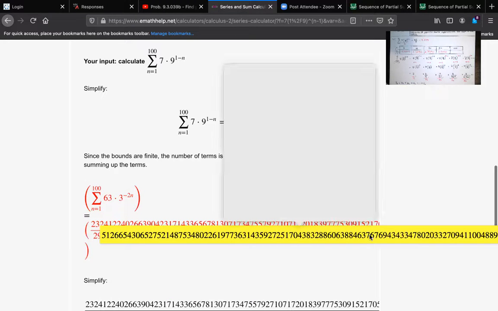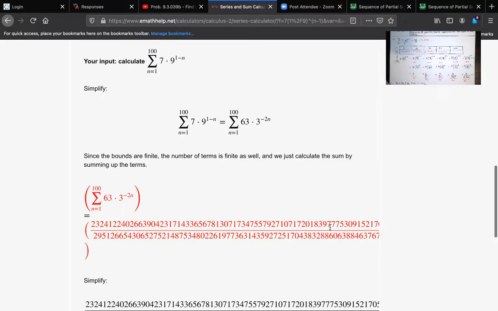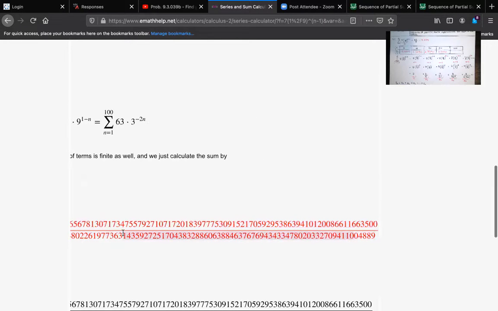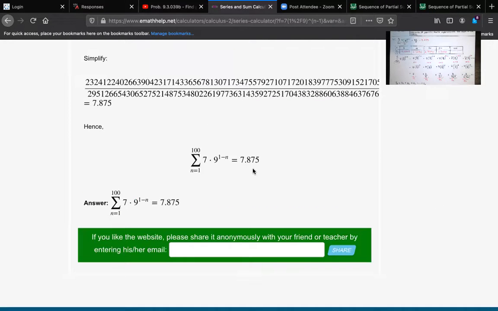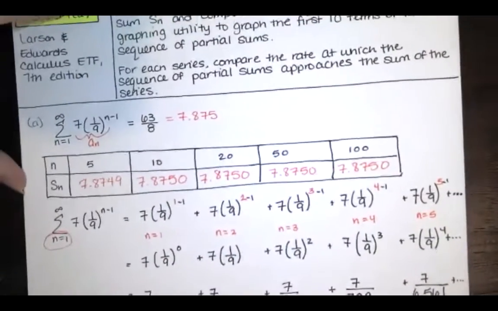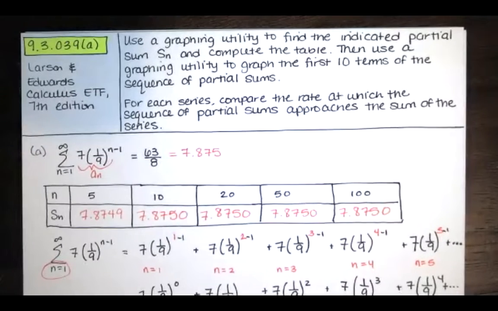And there's not even enough room on the screen. Like you have to highlight and scroll to see the entire integer in the numerator and the entire integer in the denominator. But it's approximately 7.875. And we want to round out to 4 decimal places. Okay, so that is how we complete that table. Again, I'm going to put a link to that partial sum calculator in the description of this video.